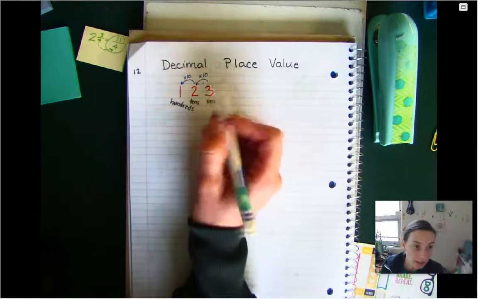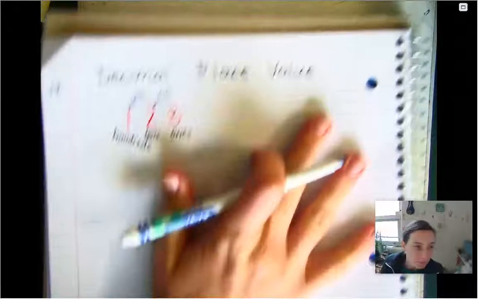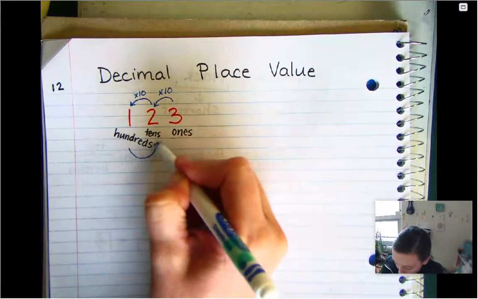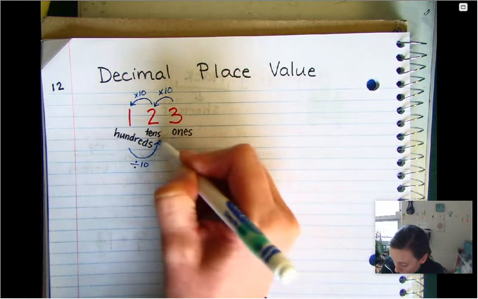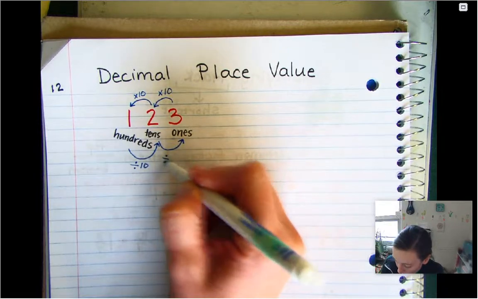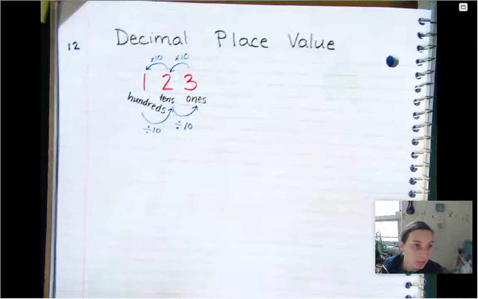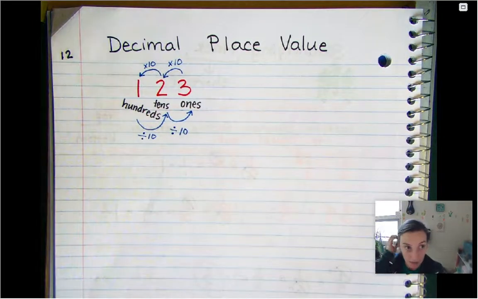We can also look at it the other way. I'm going to zoom in. Each time we go down a place value, it's 10 times smaller. So when we go from tens to ones, the ones are 10 times smaller than the tens. Okay, so there's always a difference of a factor of 10.